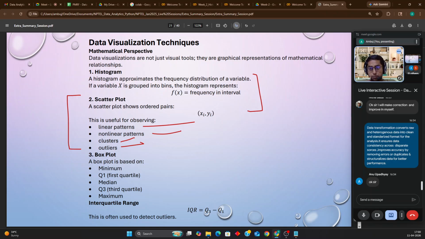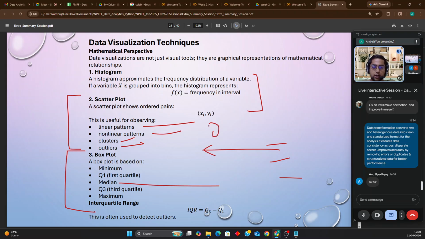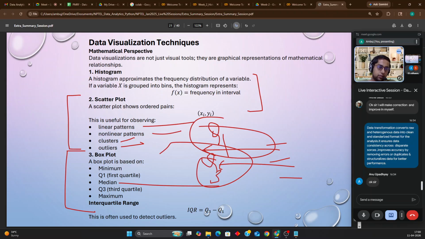Box plot, what is it? It is based on three things: minimum value, maximum value, first median value. All three are represented by the lines. And first one is your Q1 and third one is your Q3, that is your first quartile and third quartile. These are the different lines which are represented in your box plot. I've already told you about violin plots also. So go through my notes.